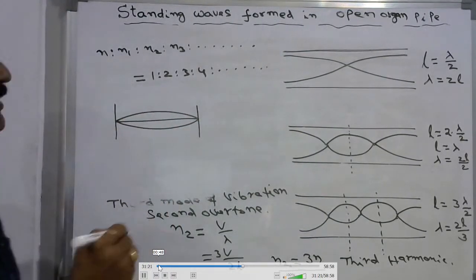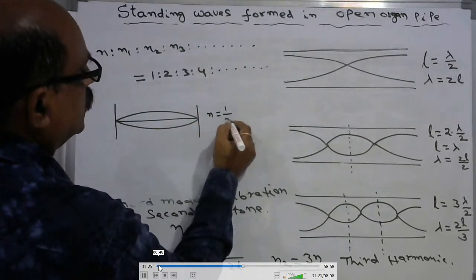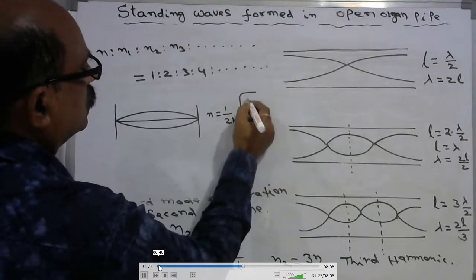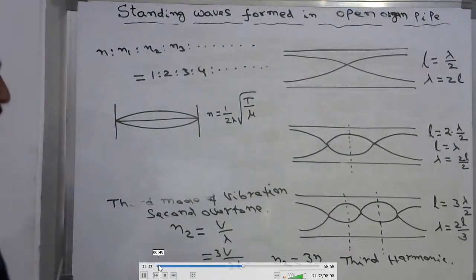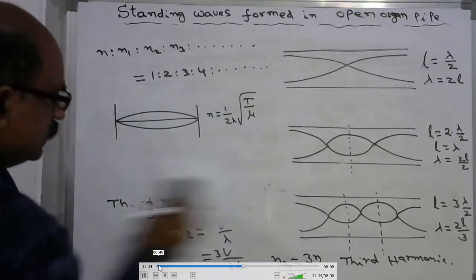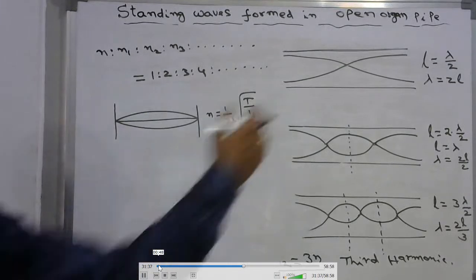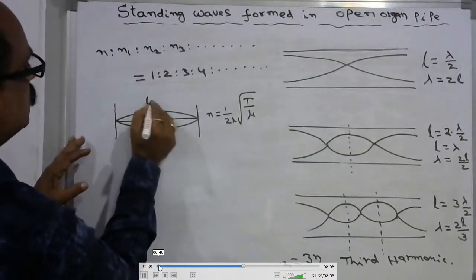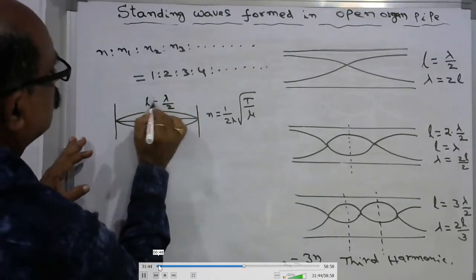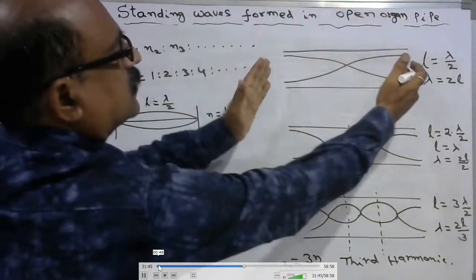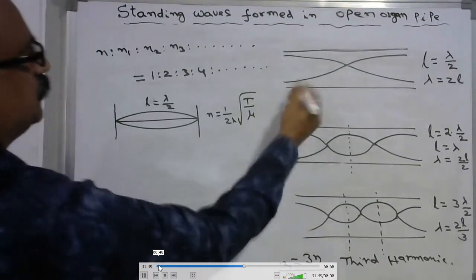In a stretched string, the fundamental frequency is equal to 1 by 2L under root T over mu. So the fundamental frequency, and in the case of a stretched string, see these two, the length is equal to lambda by 2. Length is equal to the length of the string, or the length of the air column in this case. So just compare these two.